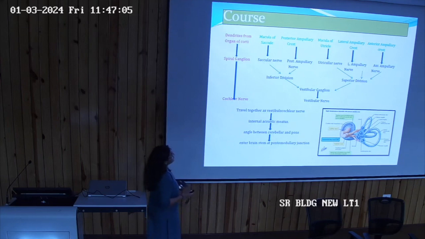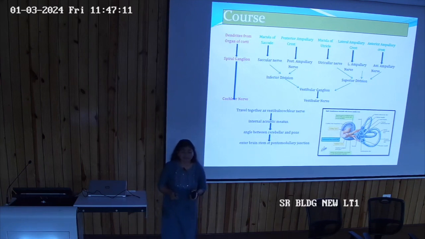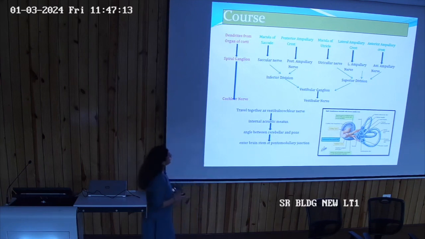Now, the inferior division and superior division together move to the vestibular ganglion, which is present on the lateral end of the internal acoustic meatus. The axons from the vestibular ganglion run as the vestibular nerve. Now, the cochlear nerve and vestibular nerve run together as the vestibulocochlear nerve, which passes through the internal acoustic meatus and through the angle between the cerebellum and pons and enters the brain stem at the pontomedullary junction.